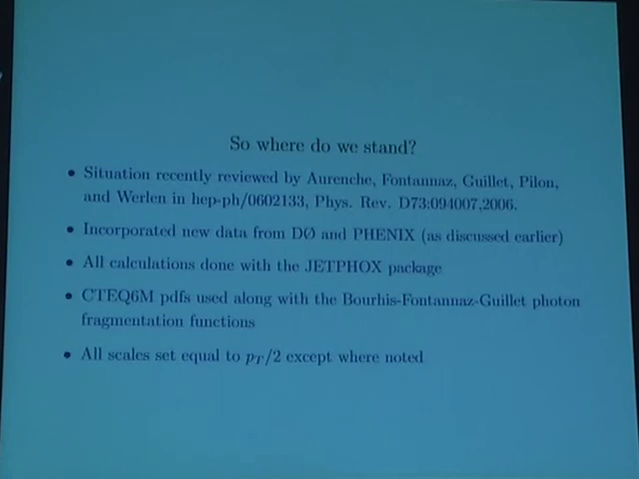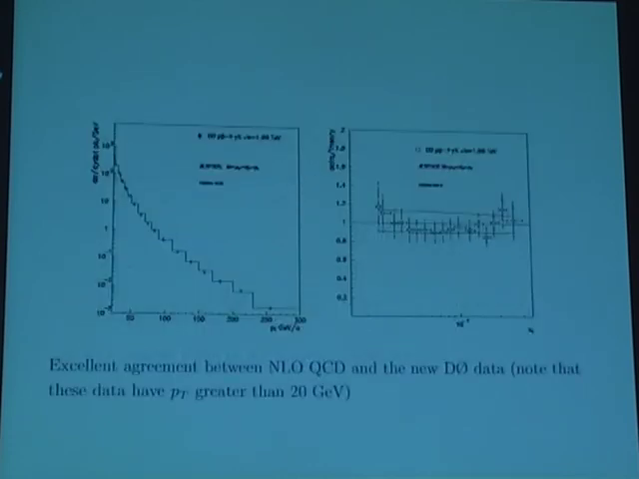Okay, so there's an interesting review. I've cited it here, it came out this year. It shows a comparison with some recent D0 data. It looks to be quite good. These are different results for different choices of scale. Caveat here: the data cut off at 25 GeV in PT, which is right where the excess started to be seen in the previous data sets.